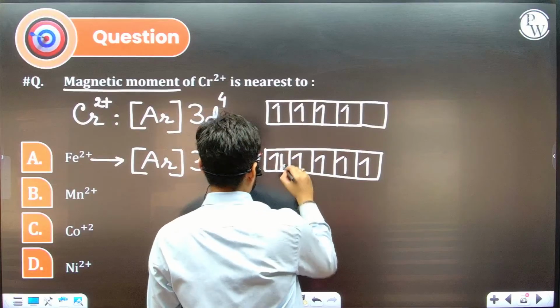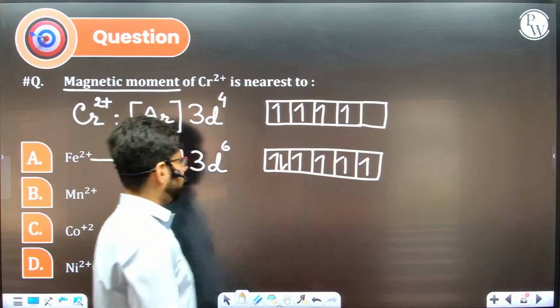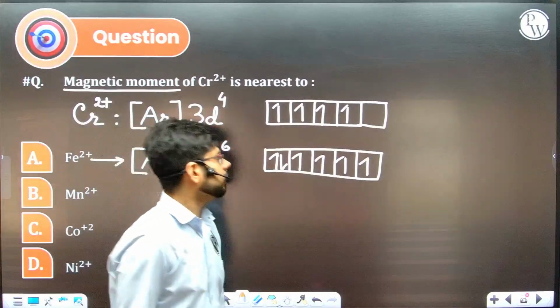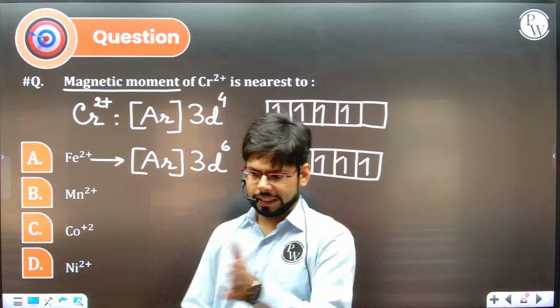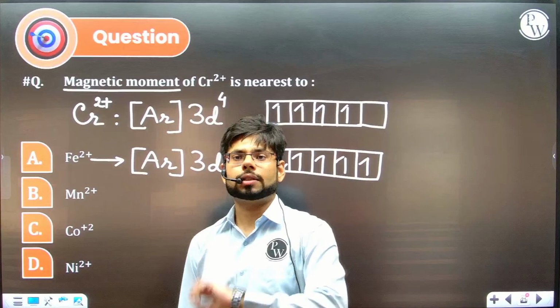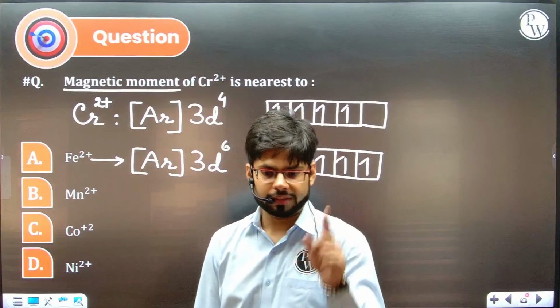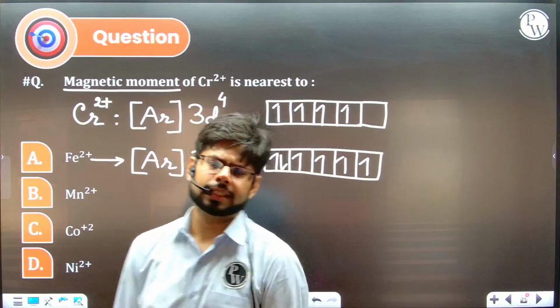For 3d6, I've filled the orbitals with the help of electrons. We have followed Hund's rule of maximum multiplicity. We know that within a particular subshell, every orbital must get occupied first. That means we have to put 1 electron in each orbital, and after that we have to start pairing of electrons.